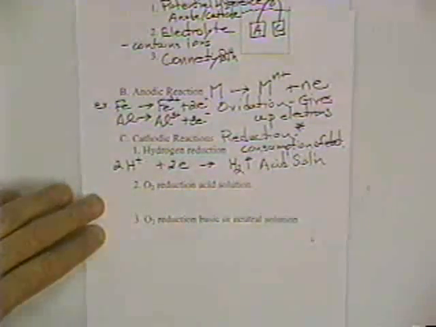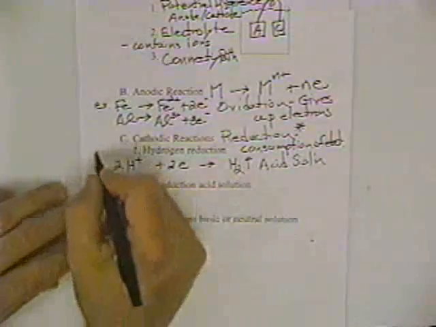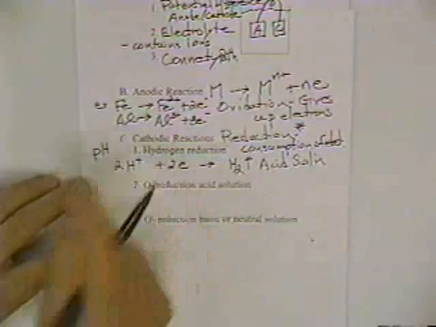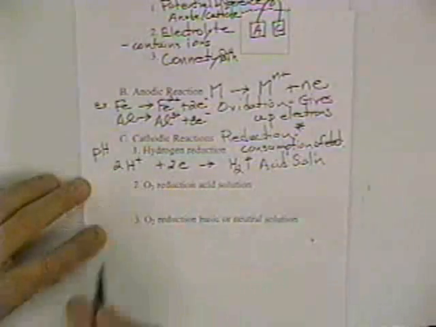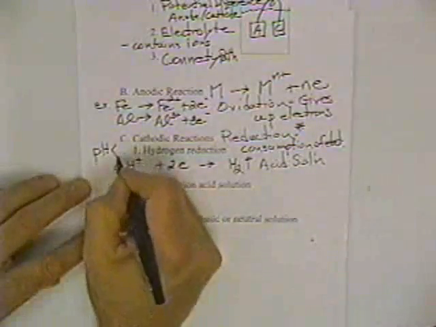This is the reaction in acid solutions. And remember what the definition of an acid solution is. The pH, which is a measurement of the hydrogen ion concentration, must be less than 7. So something like hydrochloric or nitric acid, at a pH of 1 or 2, would be a very, very strong acid.